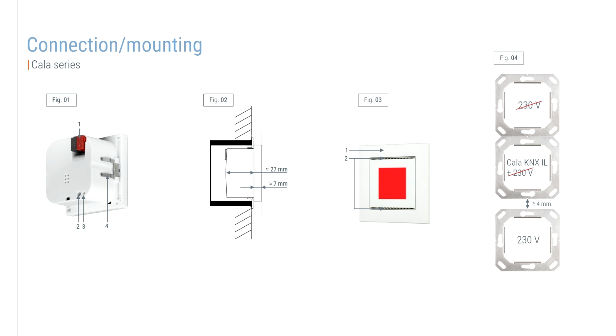And in the last picture you see the frames. The frames should show us that it's not allowed to install the Cala EL in the same electrician box as the 230 volt. If you want to install the 230 volt next to it, then you have to keep a distance between both frames of a minimum of 4 millimeters.